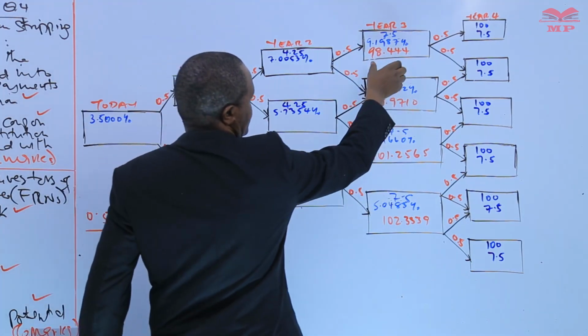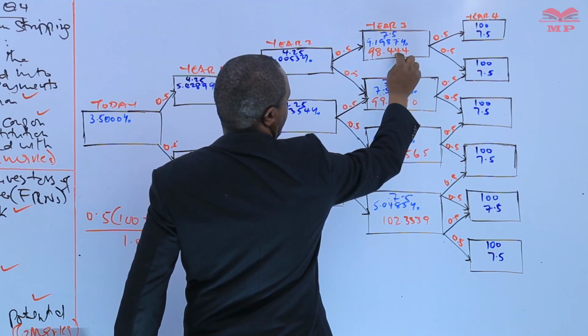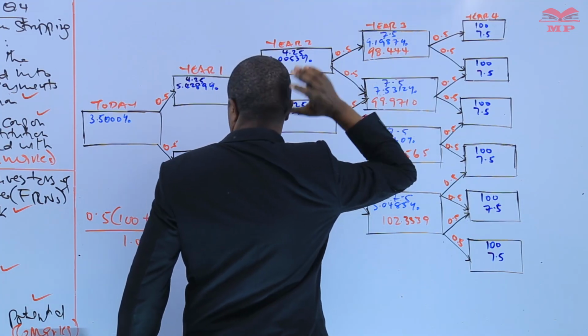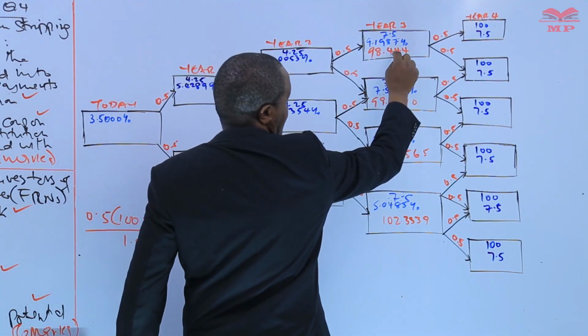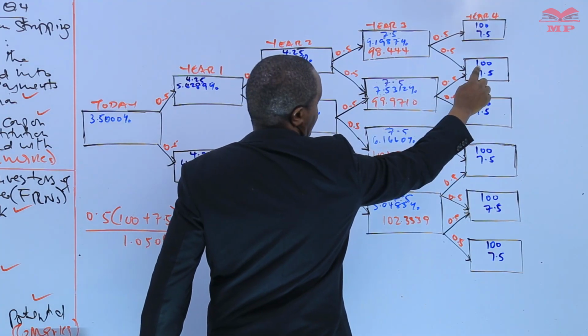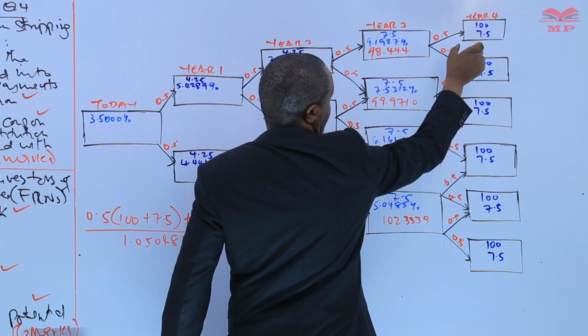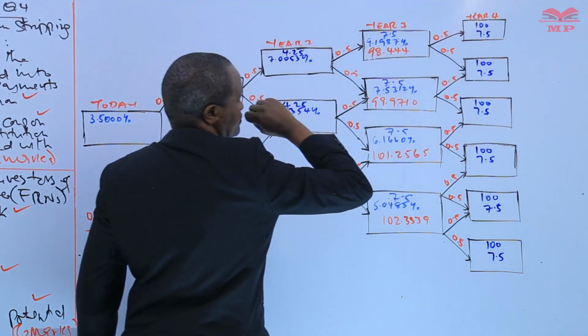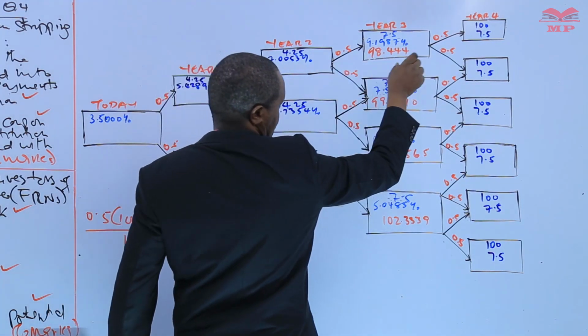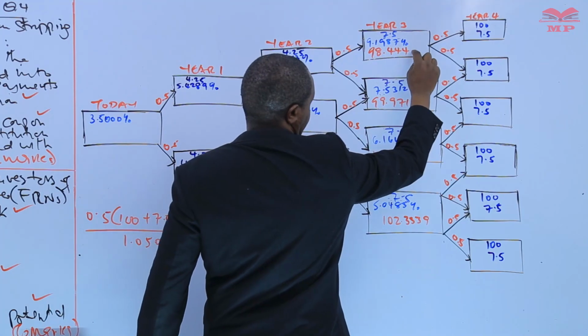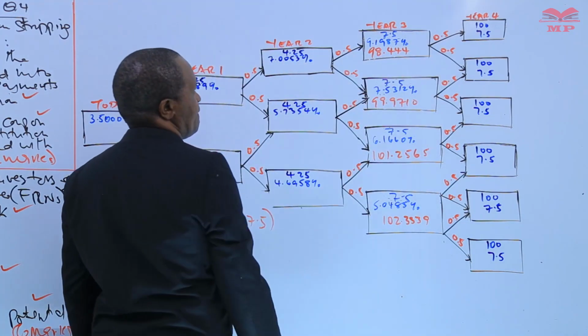So these are the values, the present value of the sum of the par value and the interest. So this is at year 3. These are the values at year 3.